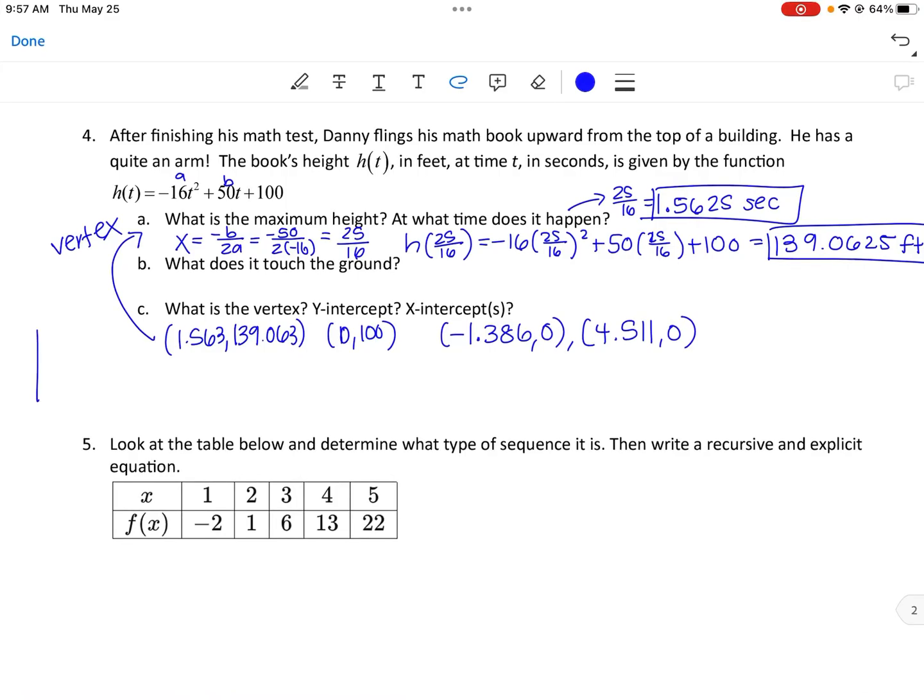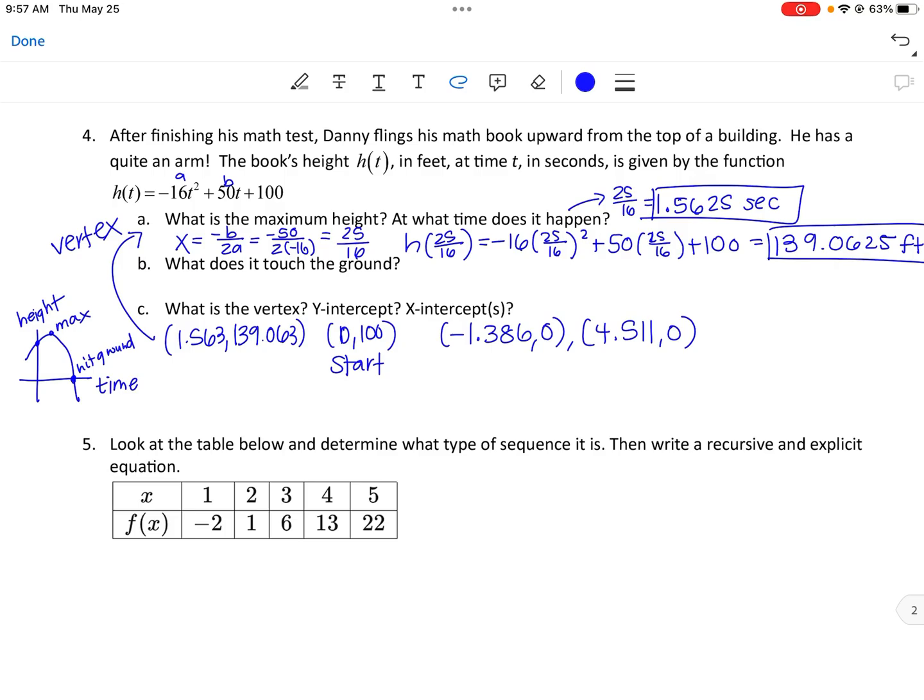So let's talk about what's going on here on the graph. If this is time and this is height, think about this book traveling. He throws it up and it comes down. This then is where it starts. This is the maximum, and then this is when it hits 0 height, hitting the ground.